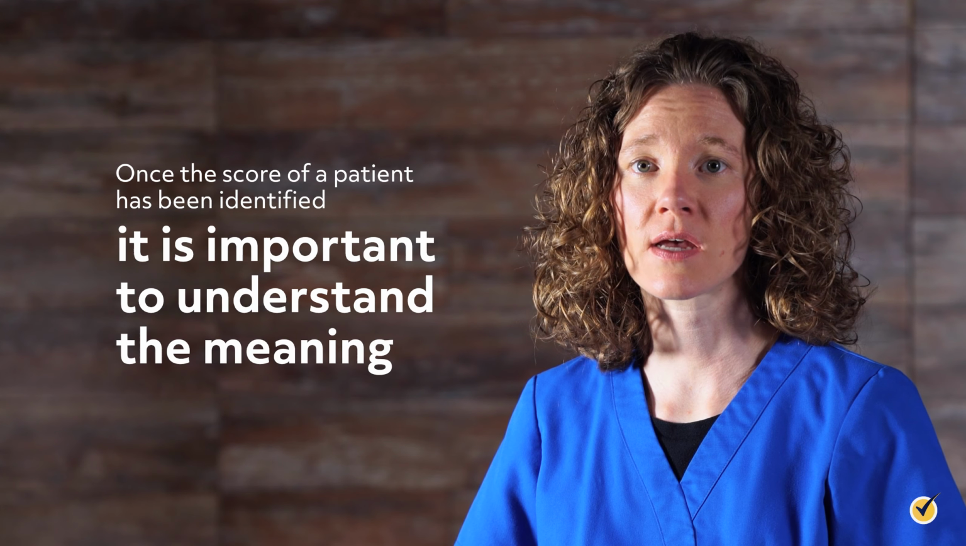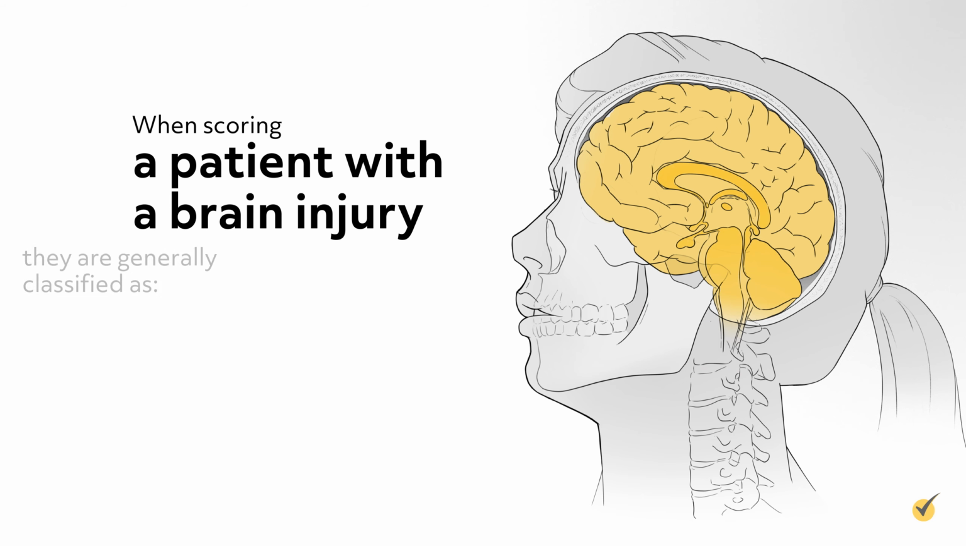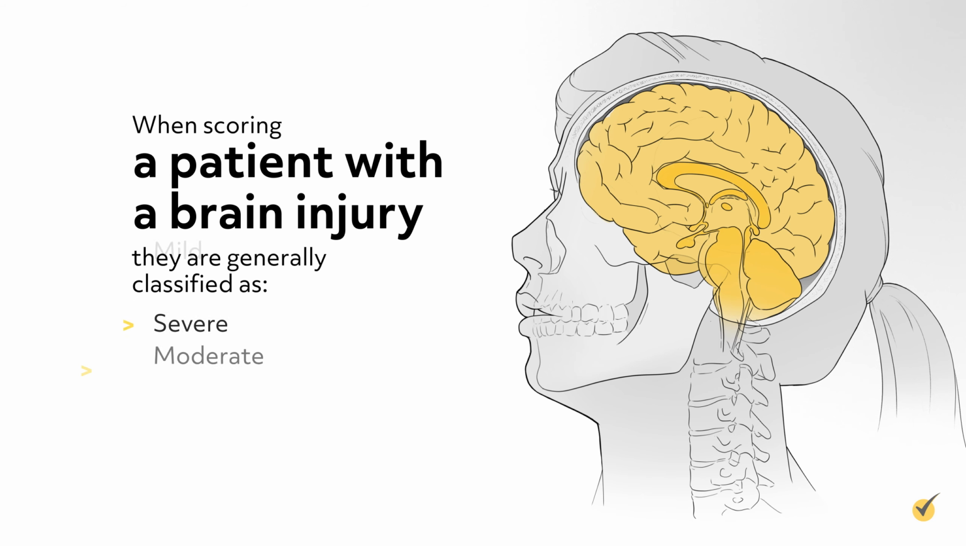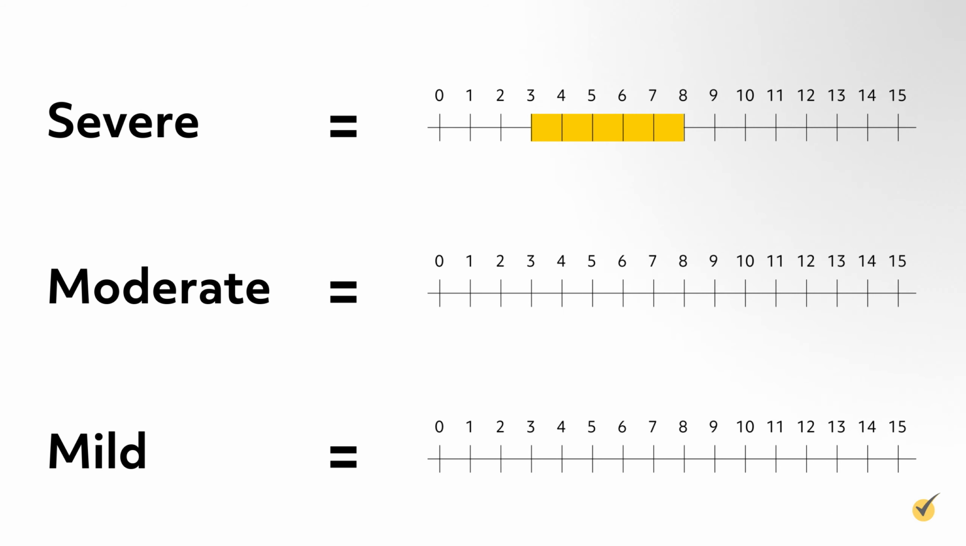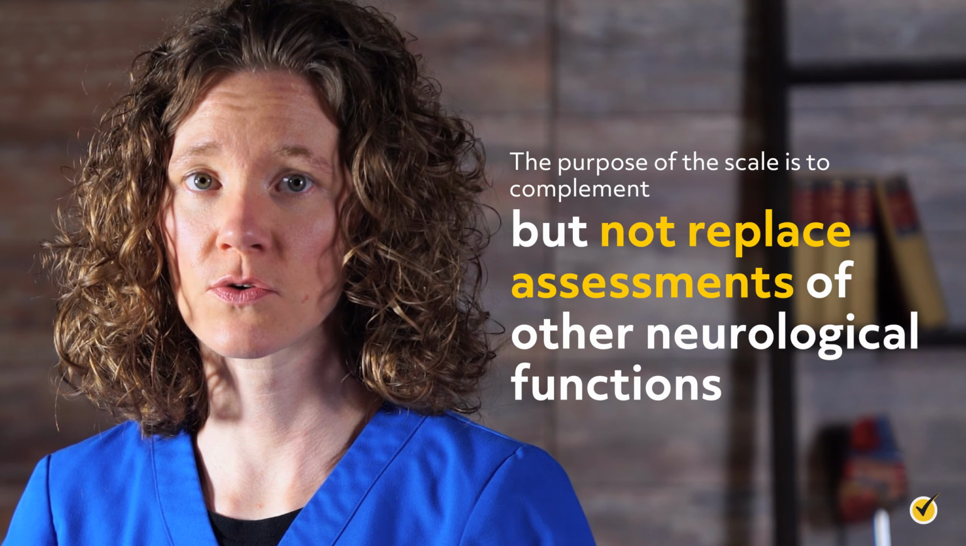Once the score of a patient has been identified, it is important to understand the meaning. When scoring a patient with a brain injury, they are generally classified as severe, moderate, or mild. Severe is 3 to 8 on the Glasgow Coma Scale, moderate is 9 to 12, and mild is 13 to 15. The purpose of the scale is to complement but not replace assessments of other neurological functions.